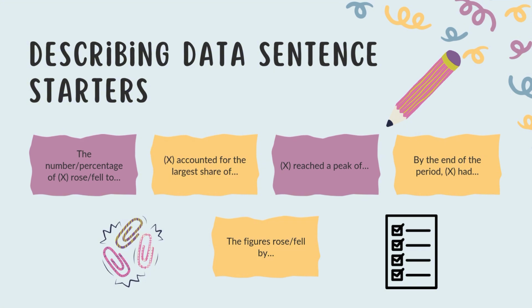Students have also expressed to me that describing data can be quite challenging too, so here are some sentence starters to help with that. The number or percentage of X rose or fell to. X accounted for the largest share of. X reached a peak of. By the end of the period, X had. The figure rose, fell by.